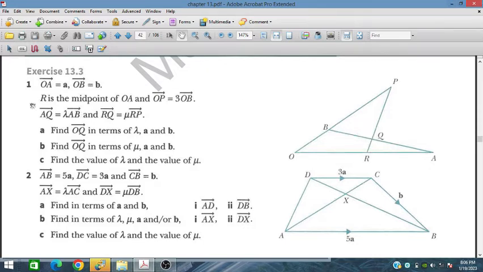So this information is given, and we have to find OQ in terms of lambda, a and b. Similarly, we have to find the same vector OQ in terms of mu, a and b, and then find the values of lambda and mu. So let's solve this question number 1.